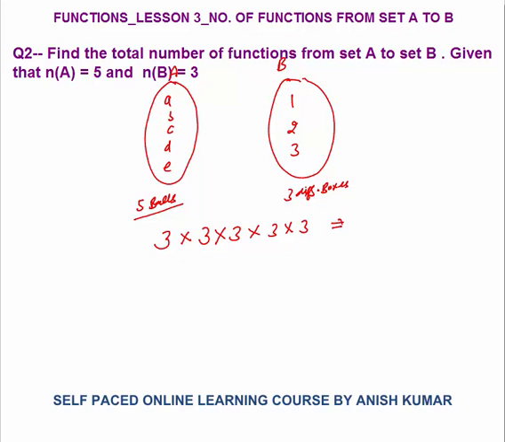So the total number of functions would be 3 raised to the power 5, that is 243. That will be my final answer. So the number of total functions from set A to set B, where the number of elements in set A is 5 and the number of elements in set B is 3, will be 243. Now we can see that by taking the input set as balls and the output set as boxes, we can easily solve these kinds of questions.